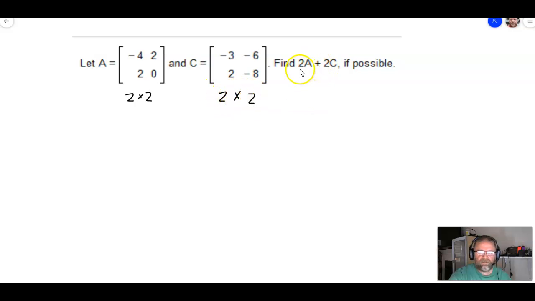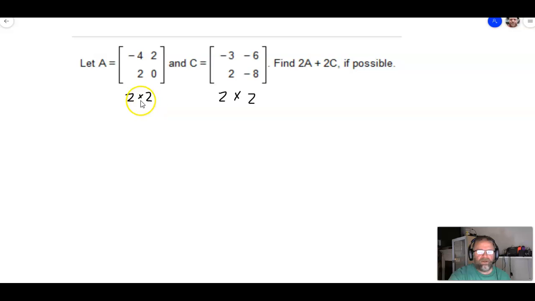So the question is, will multiplying these matrices by a scalar, by this number 2, change the size of these matrices? Because right now they're both the same size. They have 2 rows, they have 2 columns. So both of those match, so we can add or subtract them. But if we multiply a matrix by a scalar, what does that actually do? And a scalar is just a number or a constant.